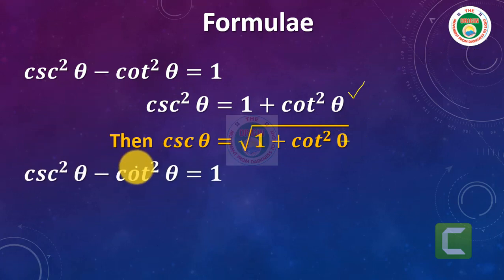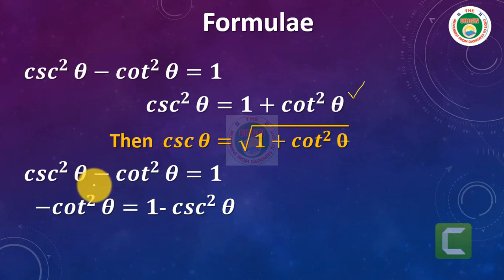And next one, cot theta in terms of cosecant. Cosecant square theta minus cot square theta equal to 1, then minus cot square theta. Now I am transposing the cosecant square to this side, then plus convert to minus. Already cot square theta has a minus sign, so minus cot square theta equal to 1 minus cosecant square theta.